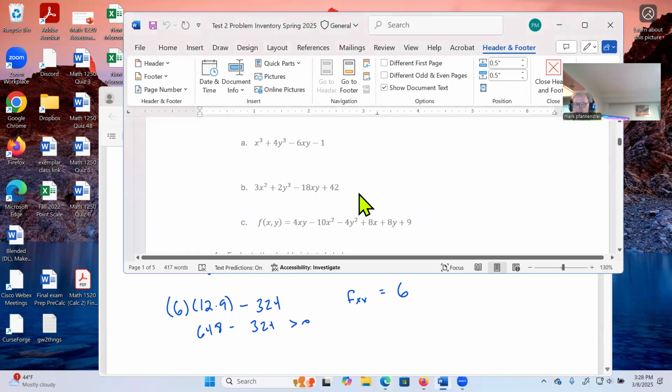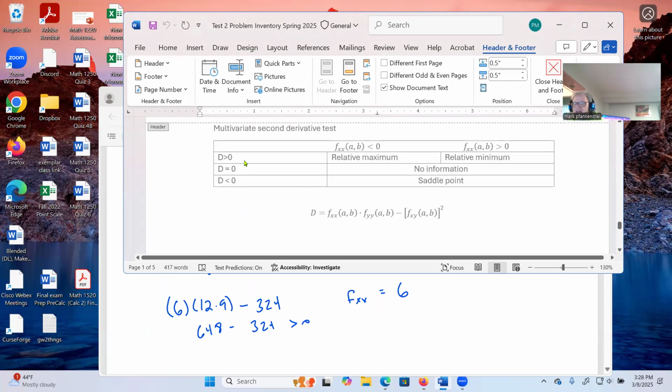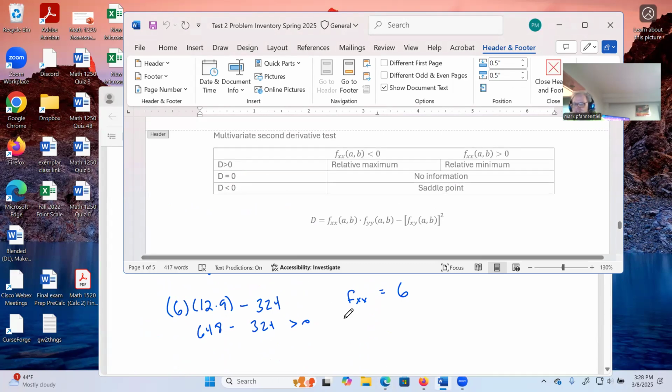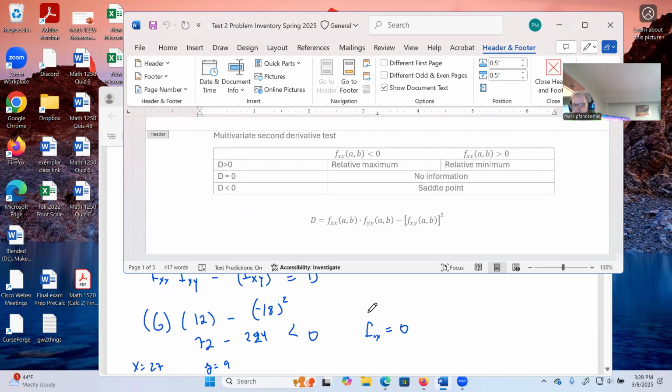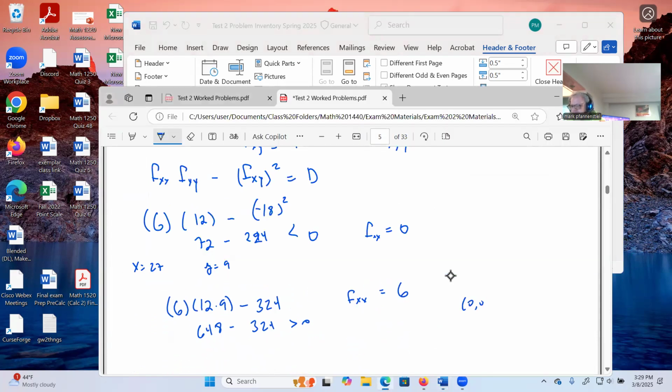We'll say, okay, what are the values I really need here? For the first spot, D was less than 0, because it was 72 minus 324. That is definitely lower than 0. So 0, 0 is a saddle point.